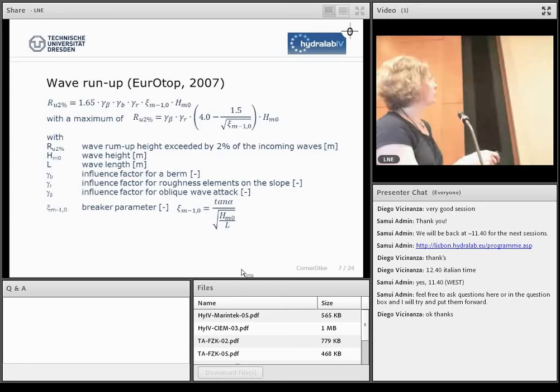cannot distinguish already. So you see that there is quite a data set in this area, but we are focused on very oblique wave approach beyond an angle of wave approach of 19 degrees. And this was our investigation area.